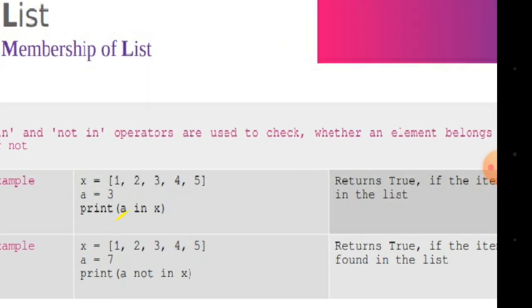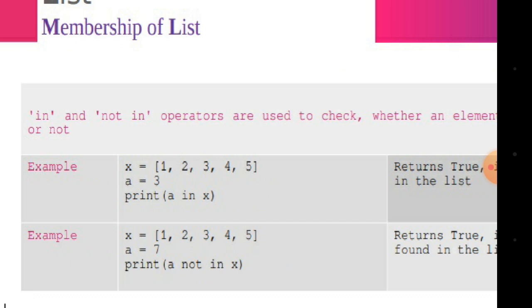Next is the membership of a list. We know the two operators, in and not in, are the two membership operators used in lists. We just have to check whether a particular element is present in the list or not. So the answer will be true or false. The return value for this operation should be true or false. So, in and not in.